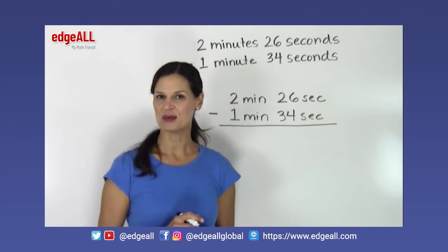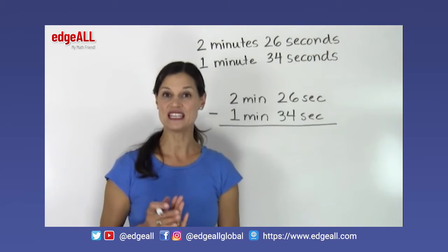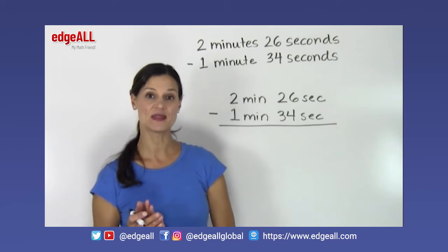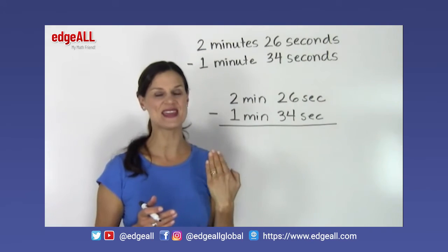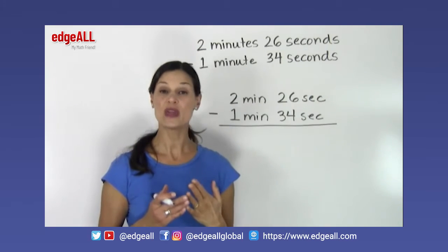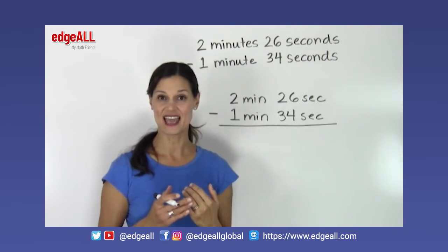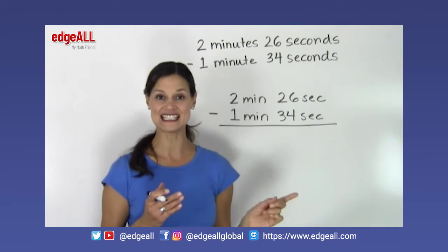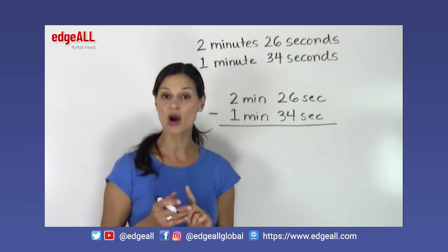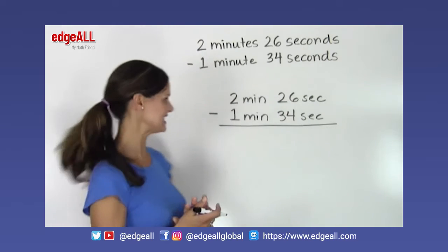If you remember from subtraction, we borrow 1 from the digit on the left. But the digit to the left in this case happens to be minutes. So we will borrow 1 minute from the left. And we know that 1 minute is equal to 60 seconds. So that borrowed minute can be rewritten as 60 seconds.